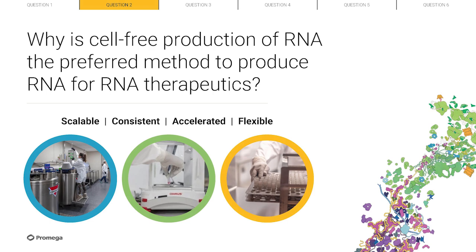Thank you so much. Why is cell-free production the preferred method for making RNA in therapeutics? Cell-free production of mRNA is also known as in vitro transcription, or IVT. IVT is the preferred method for producing RNA for RNA therapeutics because IVT is scalable, it's fast, and it's flexible. So it's a method that allows for consistent large-scale RNA production.